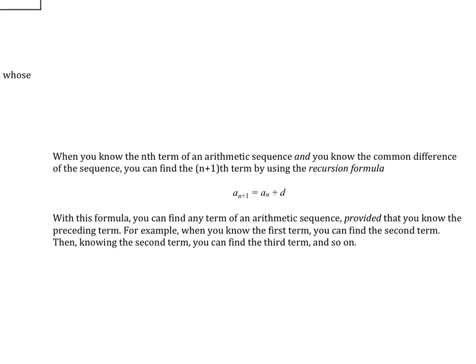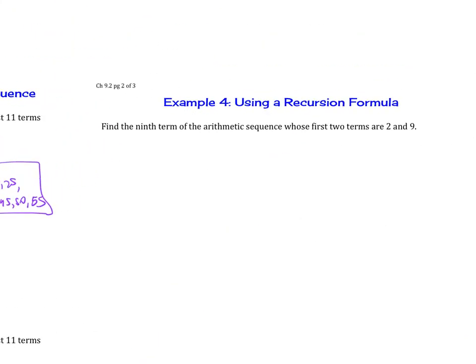When you know the nth term of an arithmetic sequence and you know the common difference of the sequence, you can find the n plus 1th term by using the recursion formula. And so here is the recursion formula. With this formula, you can find any term of an arithmetic sequence, provided that you know the preceding term. So for example, when you know the first term, you can find the second term, and so forth.